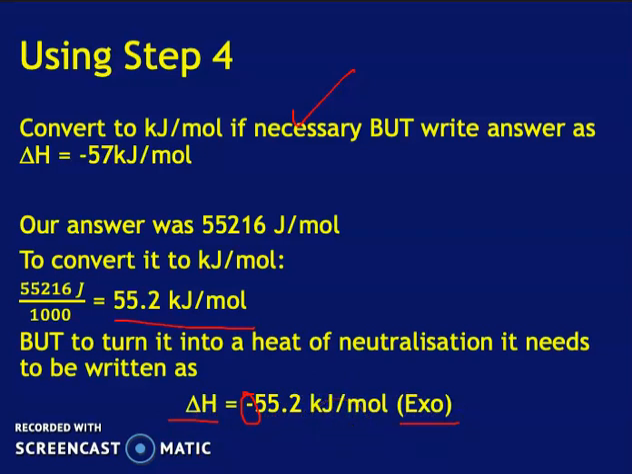So that is the end of how to do the calculation for the heat of neutralization experiment.